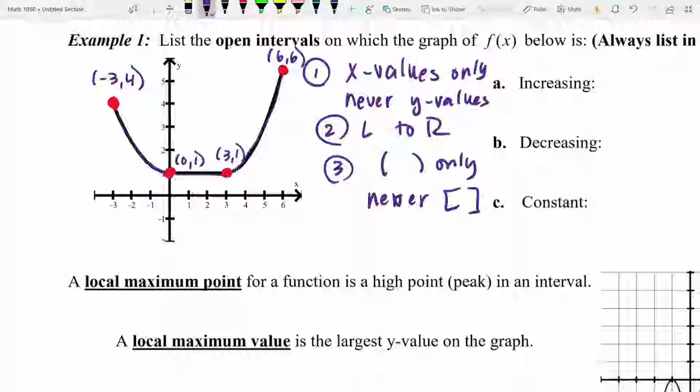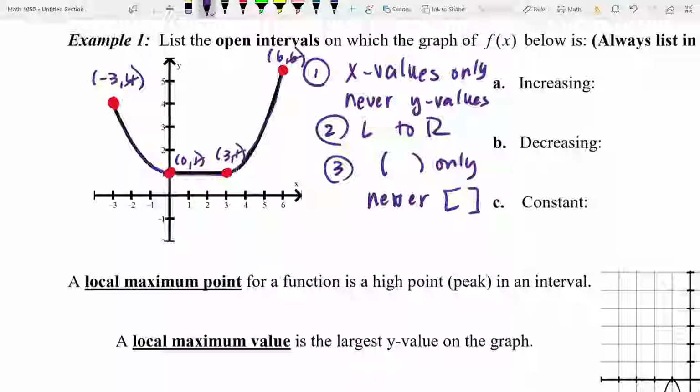Now I want you to take your pencil, and I want you to cross out the 4, the 0, the 1, and the 6. Someone tell me why we just did that. X values, not y's, right? Good.